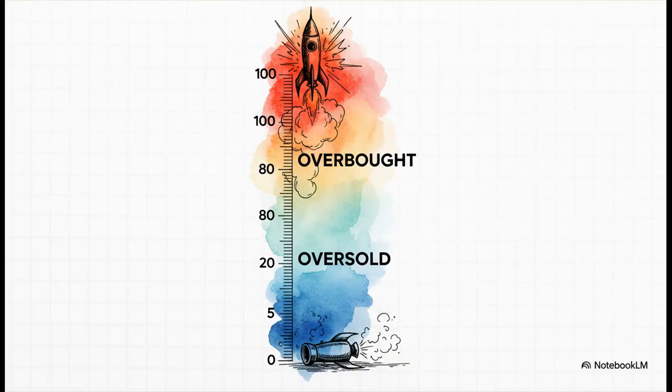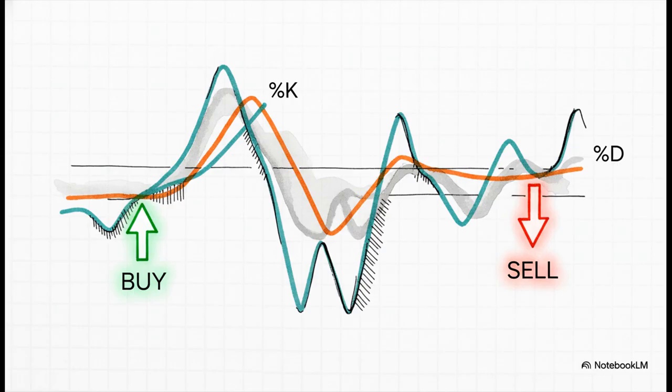Let's start with those extreme zones. Remember our rocket? When the oscillator climbs way up high, it suggests the upward trend might be getting overstretched, like the rocket hitting its peak altitude. And on the flip side, when it drops really low, it's a sign that the downward trend might be running out of gas. Next up, crossovers. This is your more immediate signal. When that fast line cuts across the slow line, it's like a little flag popping up saying, hey, pay attention, a shift in momentum might be happening right now.